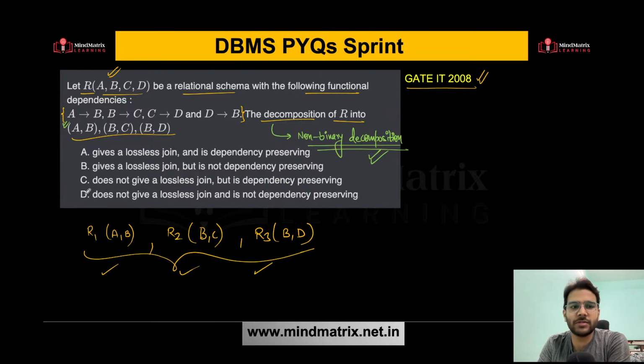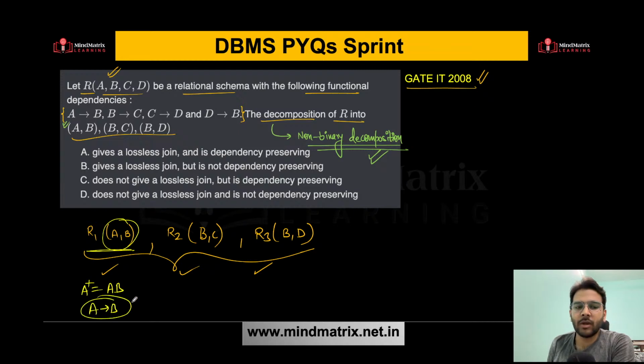But what about dependency preserving? Is dependency preserved here? If I consider this relation and find A closure, what do I get? I get A, and then A can determine B, so I get B here. So A determines B is definitely there. This dependency is preserved. What about this one? If I find B closure using this functional dependency set, I get B, C, D, right? But I'm not getting A. So can I say this is the one functional dependency that we are getting from this one?